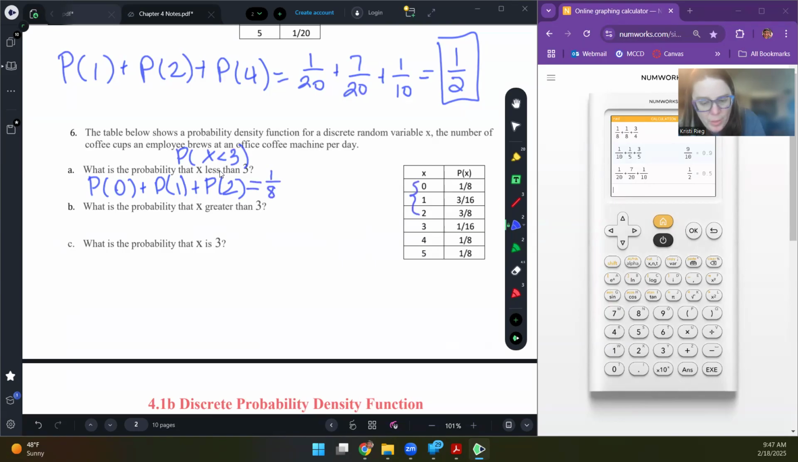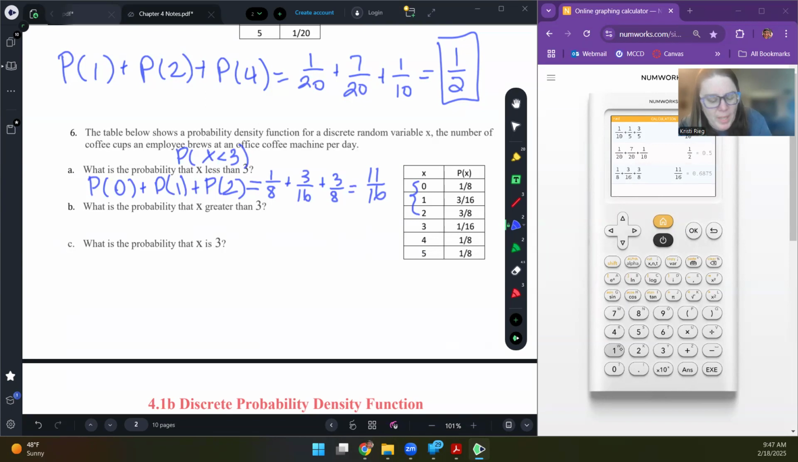So we have 1/8, 3/16, and 3/8. Less than, it doesn't say less than or equal to, so we can't include 3. So we have 1/8, 3/16, and 3/8, and we get 11/16. So the probability that x is less than 3, which is the same thing as saying the probability of 0 plus the probability of 1 plus the probability of 2, is equal to 11/16. We're going to be doing a lot of this in chapter 4, next week, chapter 4.2.